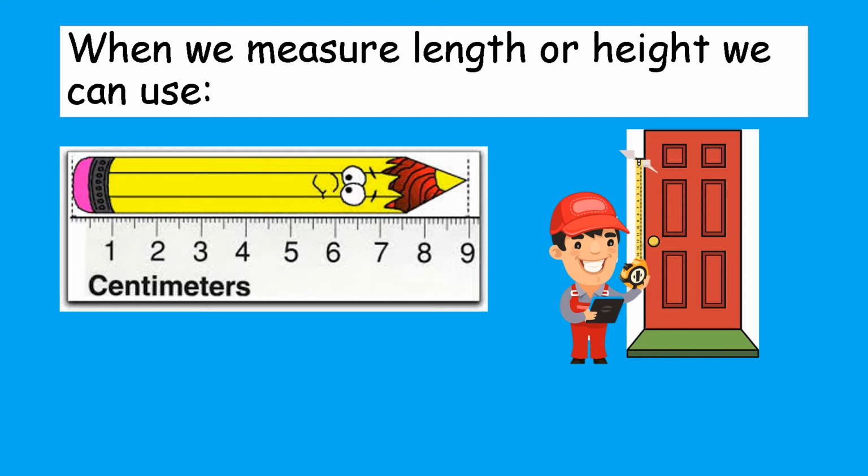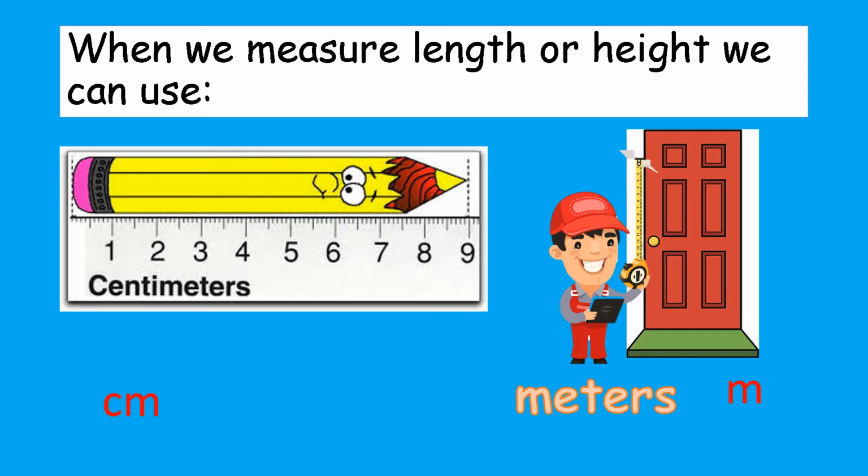When we measure length or height, we can use centimeters or meters. When we use centimeters, we can use the abbreviation cm to write it in a shorter form. So instead of writing the entire word centimeters, we just write cm. Do you know what letter or abbreviation we use when we're writing meters? Very good if you said the letter M.